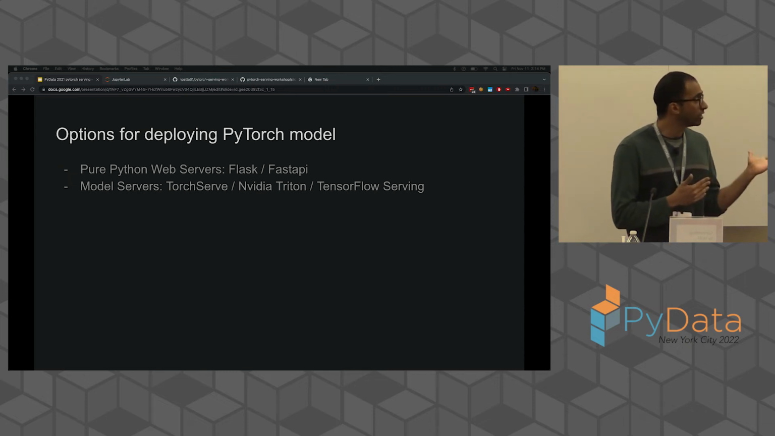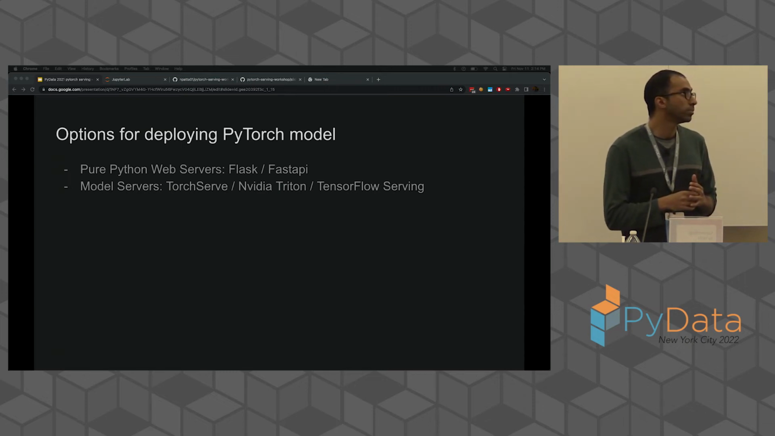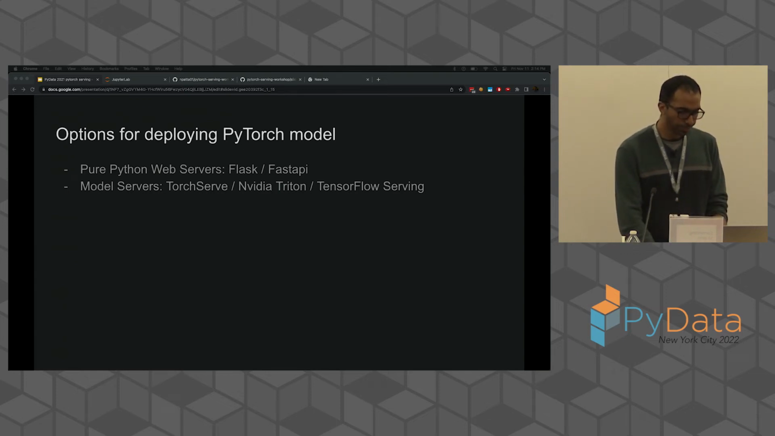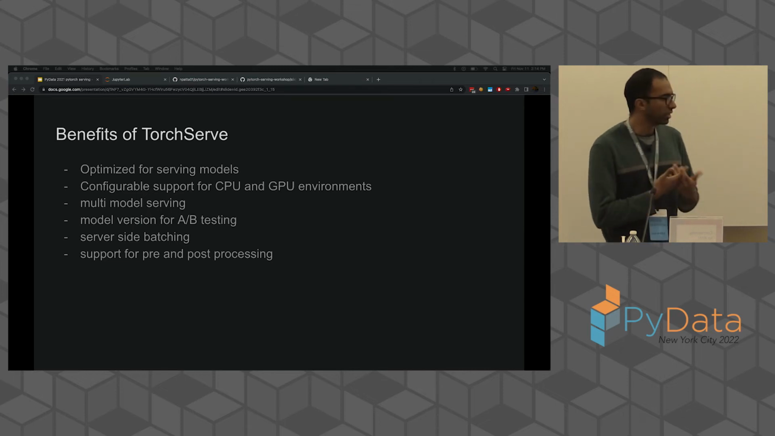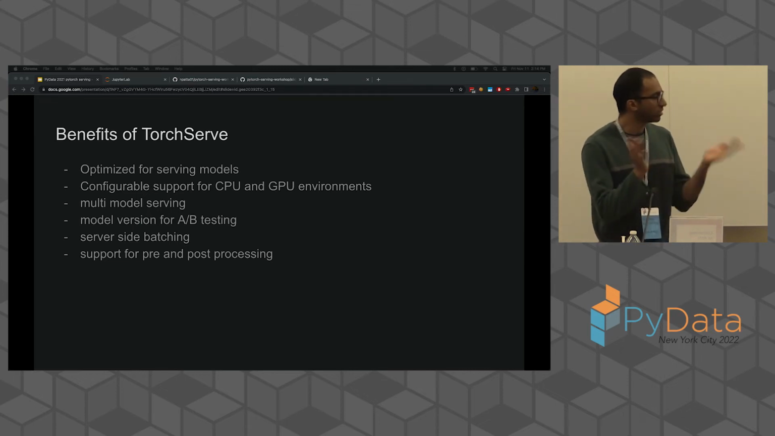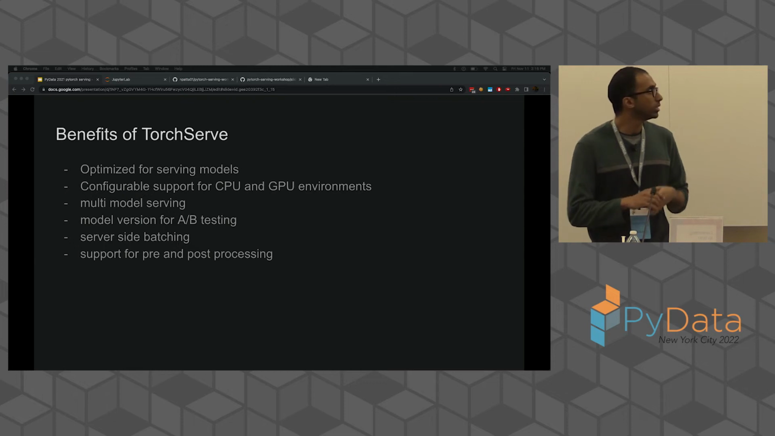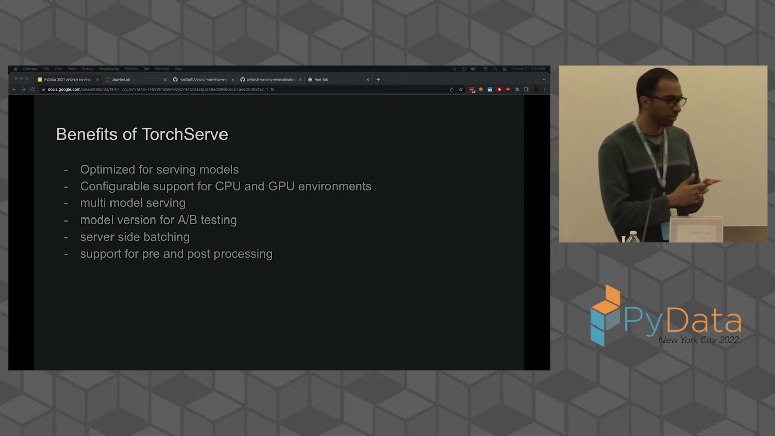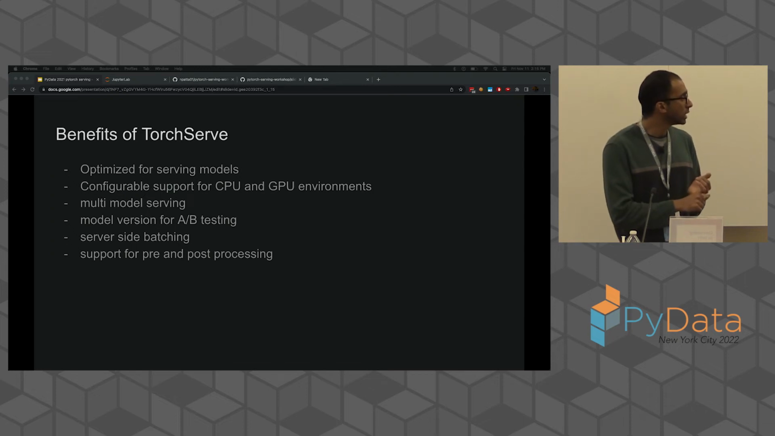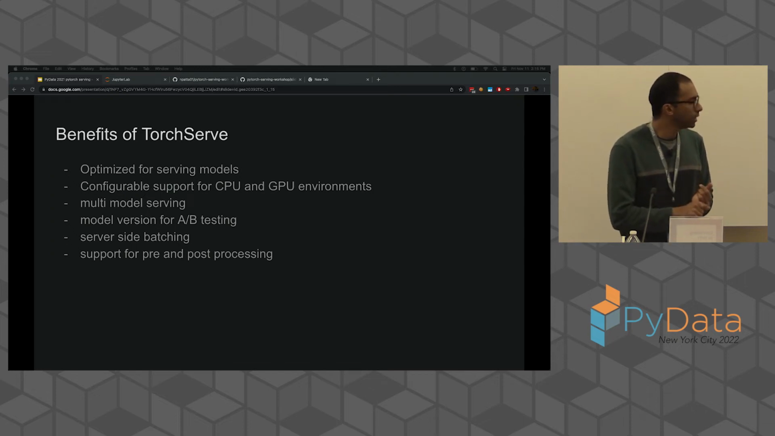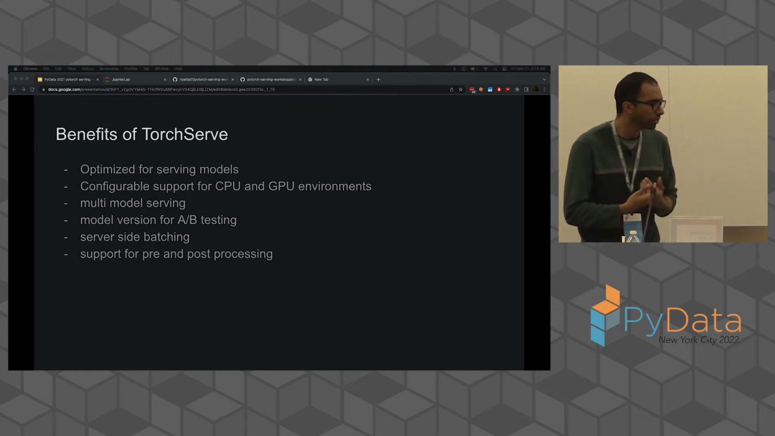Or if this was a regular TensorFlow model, you could use TensorFlow Serving. So, what are some benefits of using TorchServe or a model server option? Flask and FastAPI are very nice and simple to get started with, but there are some different considerations you need to think about when you are serving models.